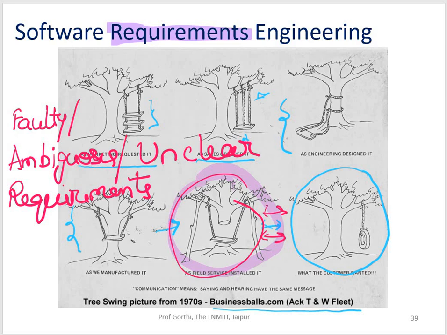So this particular cartoon shows the importance of effective communication and software requirements. And that's why this software requirements engineering field came into existence with a lot more importance. Requirements engineering is definitely used in manufacturing and other fields, but in software also it was observed and needed, and hence people went for software requirements engineering.